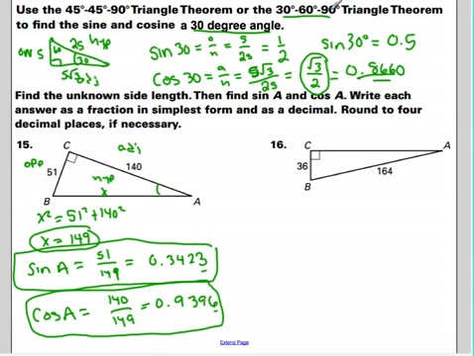Number 16, very similar to it. Why don't you guys give it a shot, and I'll come up with some answers in just a second. So pause right now, and we'll look at an answer in just a second.